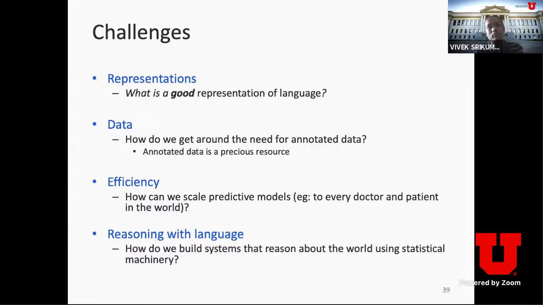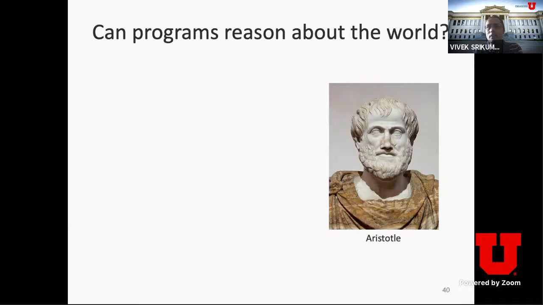So, what if I want to scale these systems to every doctor and every patient and every clinic in the world? And for me, the more interesting question is about reasoning. How can we build systems that reason about the world? Let's talk very briefly about programs that reason about the world. Here's a photograph of a sculpture of Aristotle, who talked a lot about logic and reasoning in his time. The question to you, everyone, is did he have a laptop?